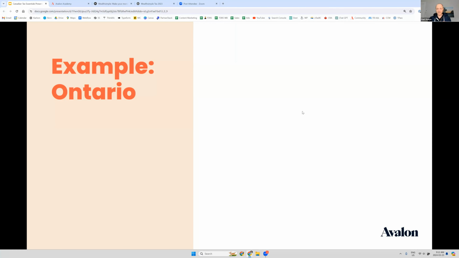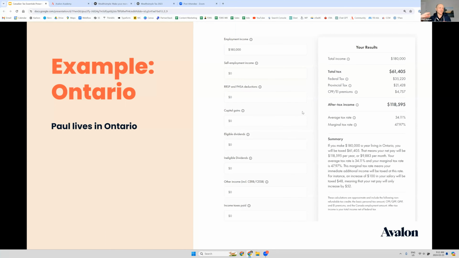If we move over to Ontario, beautiful province, I've lived there for a few years. So let's say I live there and I make $180,000. I don't know what I do to do that, but good for me.